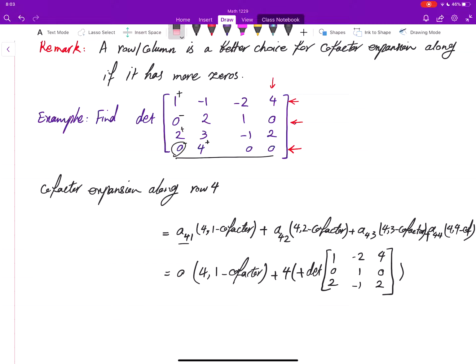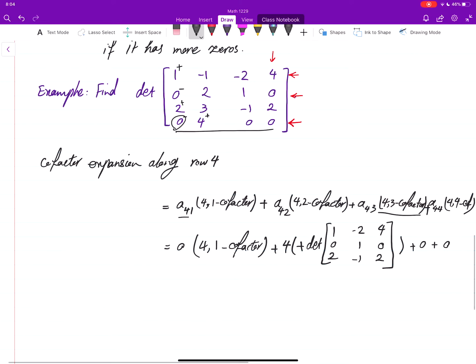let me delete these ones. The next entry, a43, is 0, so I don't need to know what the cofactor for 43 is. At the end, multiplied by 0, it will be 0. The 44 entry is again 0, and I don't need to compute those ones. So the result is that if I know the determinant of this 3 by 3 matrix, then I'm good to go. So I just need to find the determinant of that guy.